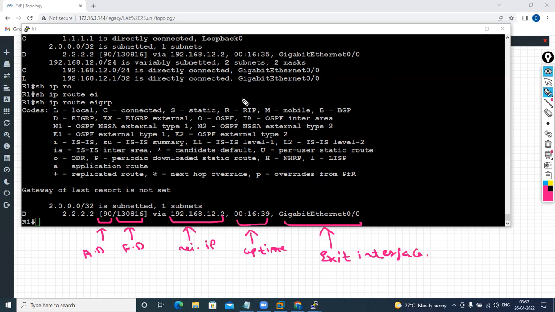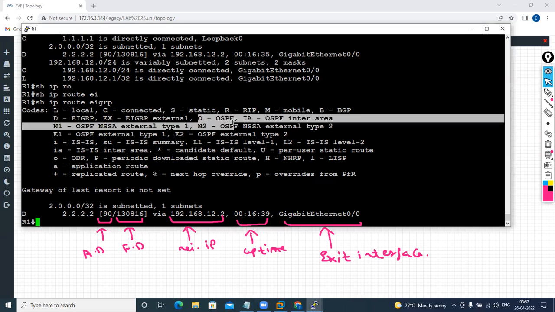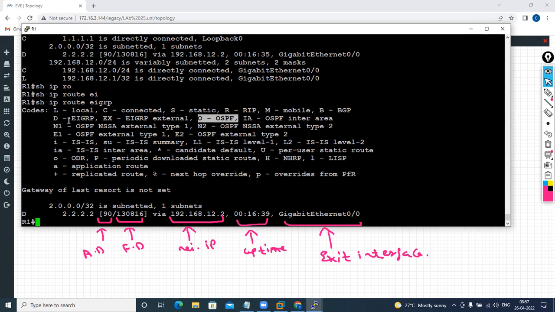Can you see it? O for OSPF. BGP you can see somewhere. D for EIGRP. Can you see it? B for BGP.